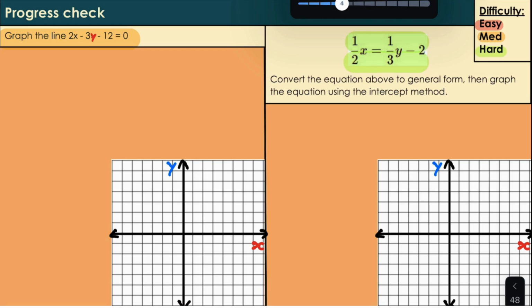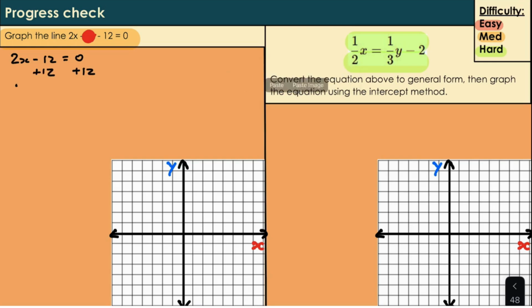Now, of course, if we make that y equal to 0, our y term will disappear. So we are then left with 2x minus 12 equals 0. We add 12 on both sides. The 2x comes down. Negative 12 cancels with positive 12. On the right we have 12.